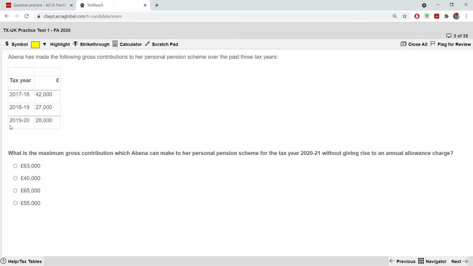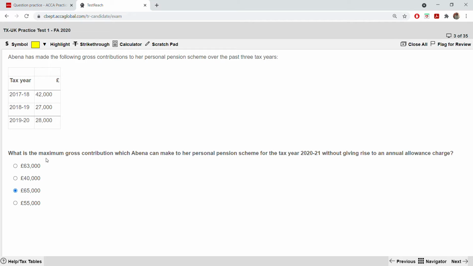So 40,000 is the annual allowance plus 0. 2017-18 you cannot take any, it will be 0, because you have exceeded 40,000. Here 2018-19 is 13,000 because 40,000 minus 27,000, the balance; you didn't utilize the full 40,000 annual allowance. From here you didn't utilize it fully, 12,000 you can take. So when you add, it will be 65,000: 40,000 plus 13,000 plus 12,000.